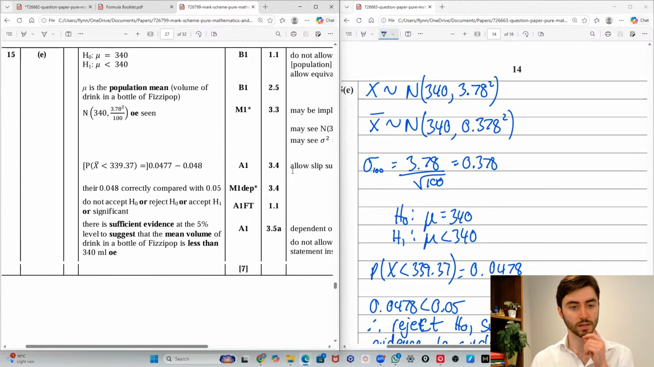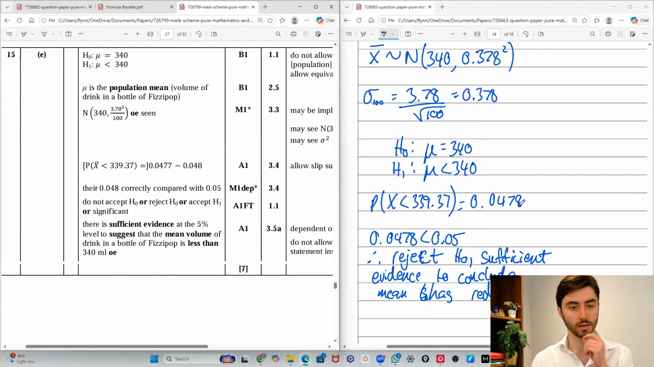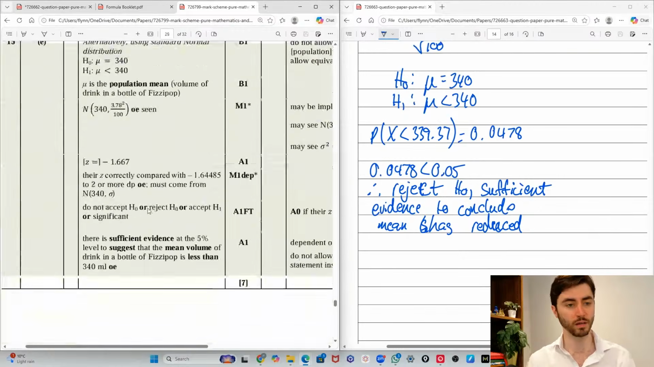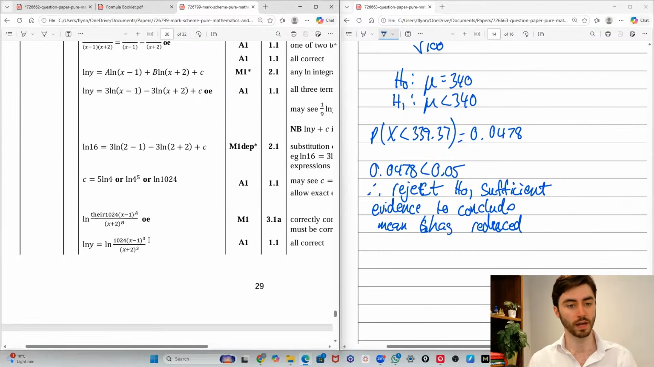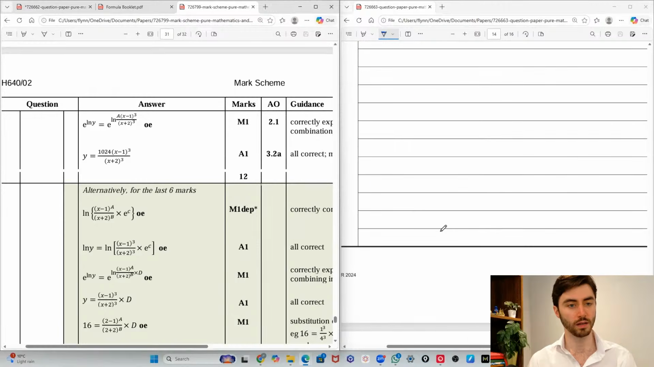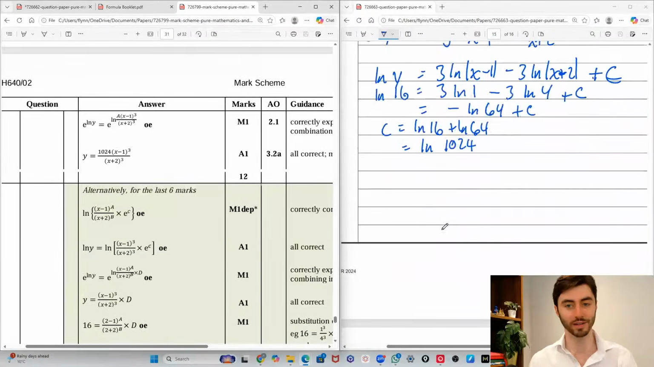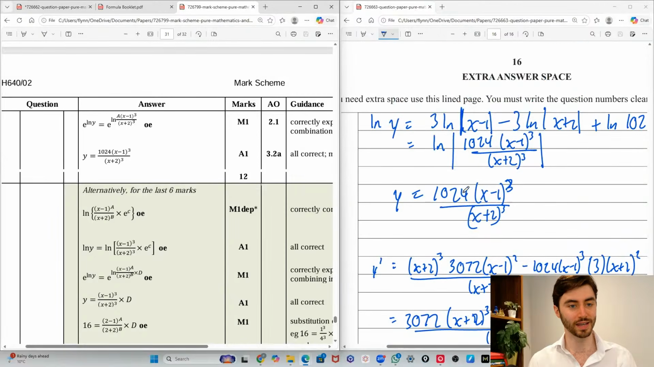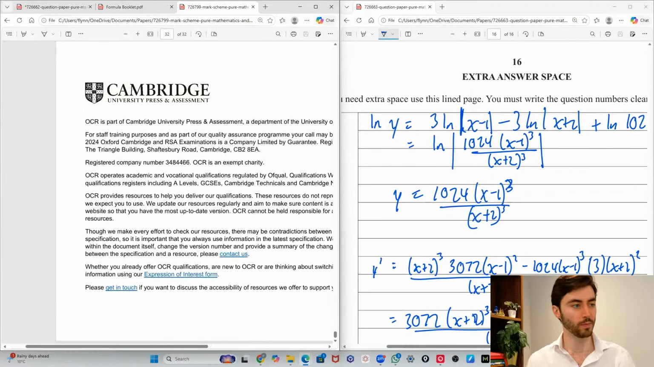So we get this thing, which is significant, and we do reject. Good. And then for 16, we get this monster. Love to see it. All right.